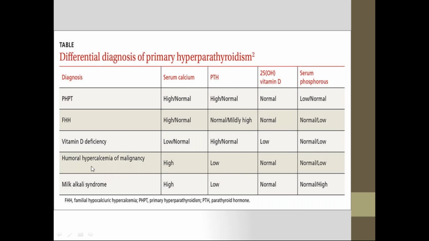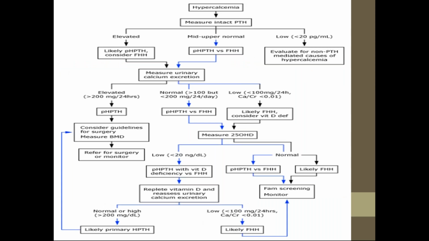Hypercalcemia of malignancy: the calcium levels are high. When the calcium levels are high, parathyroid hormone levels decrease, and that's why parathyroid hormone is low here, vitamin D is normal, and phosphate level is normal to low. Milk alkali syndrome: calcium levels are high, parathyroid hormone levels are low, vitamin D is normal, and serum phosphorus is normal. So vitamin D deficiency, hypercalcemia of malignancy, milk alkali syndrome, and familial hyperparathyroidism are all differential diagnoses for primary hyperparathyroidism.